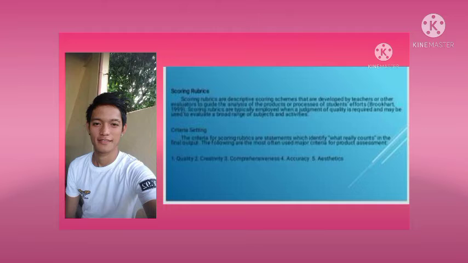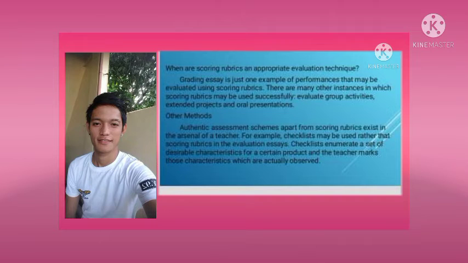So that is criteria setting. When is a scoring rubric an appropriate evaluation technique? Grading an essay is just one example of performance that may be evaluated using scoring rubrics. There are many other instances in which scoring rubrics may be used successfully: evaluating group activities, extended projects, and oral presentations. Also, scoring rubrics cross disciplines and subject matter; they are equally appropriate in English, mathematics, and science classrooms.